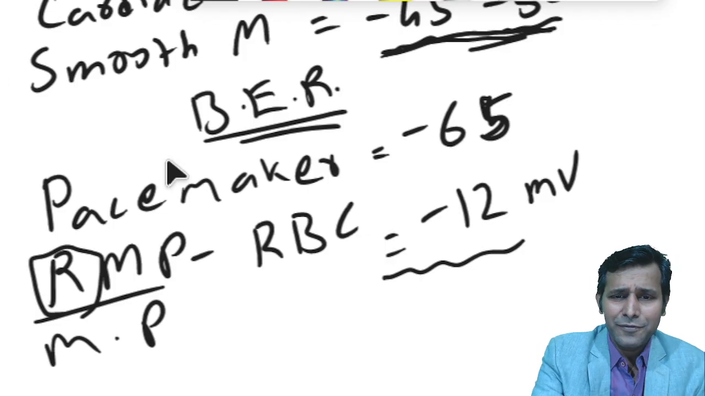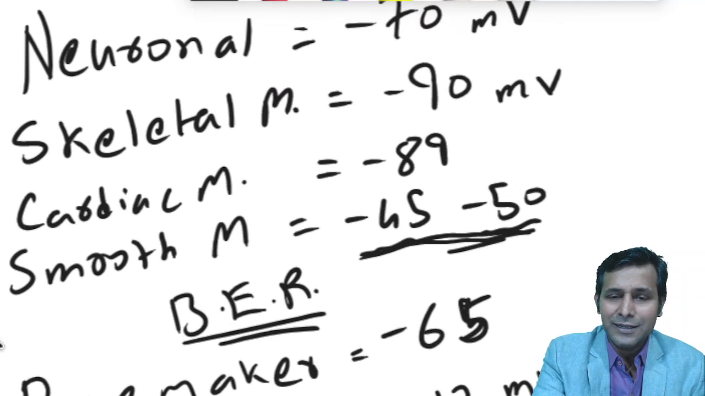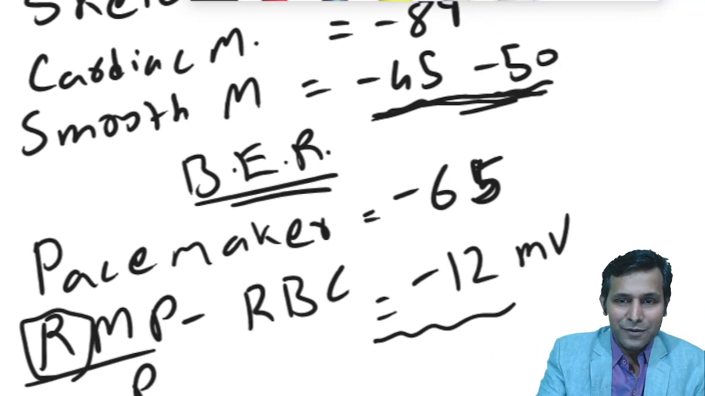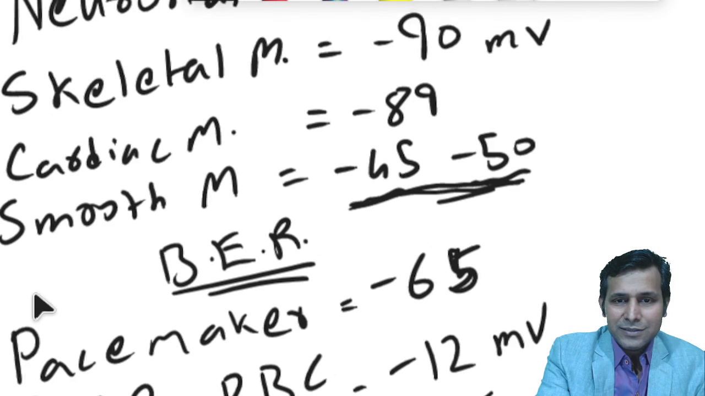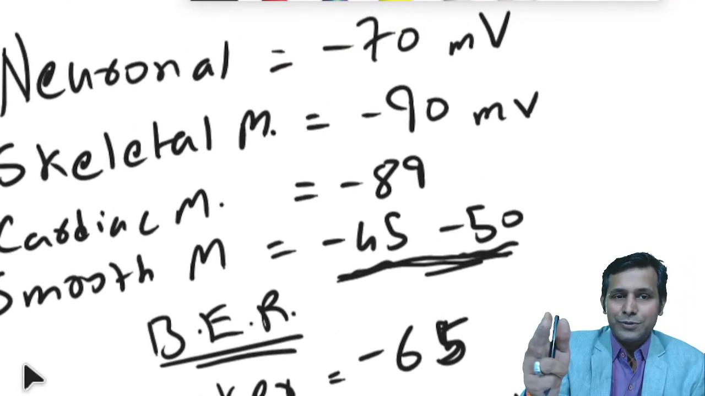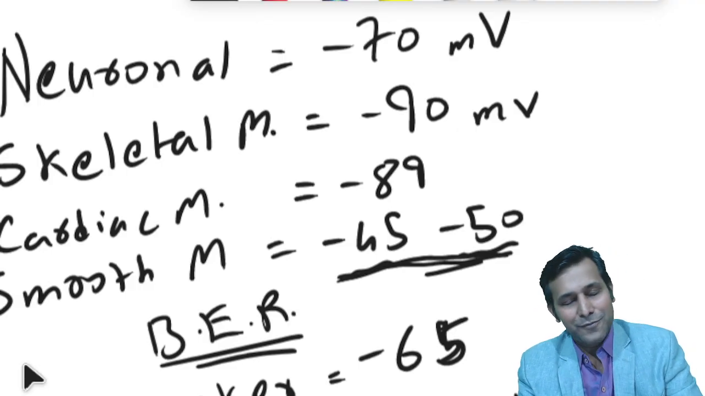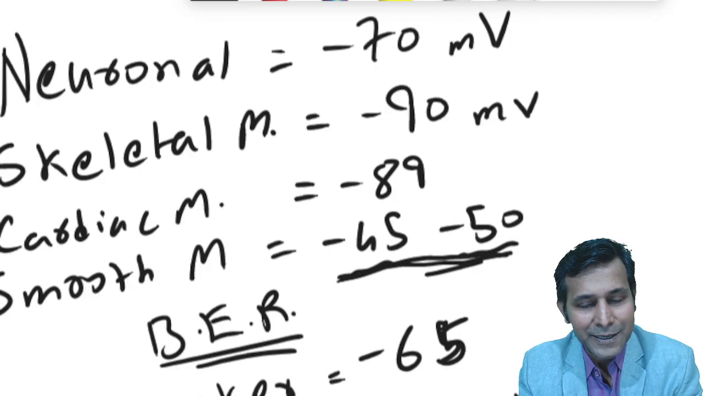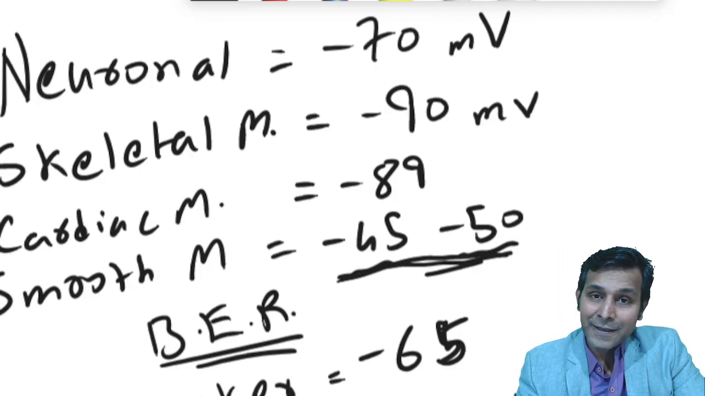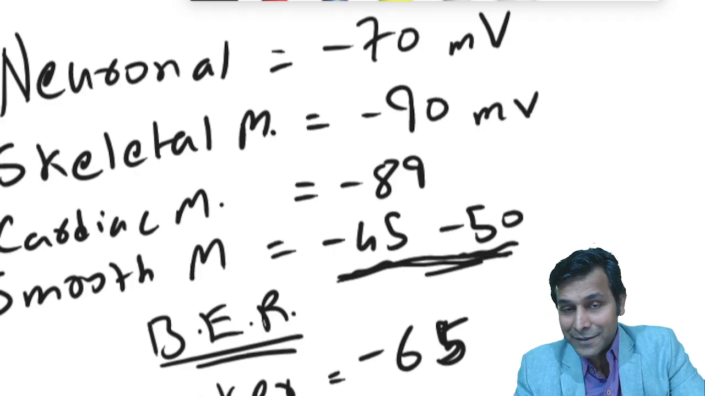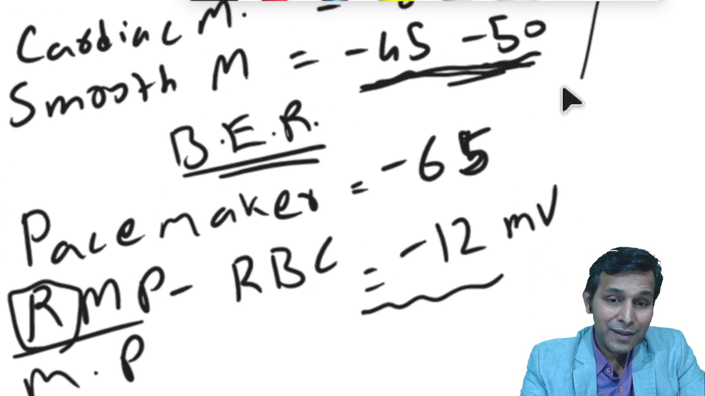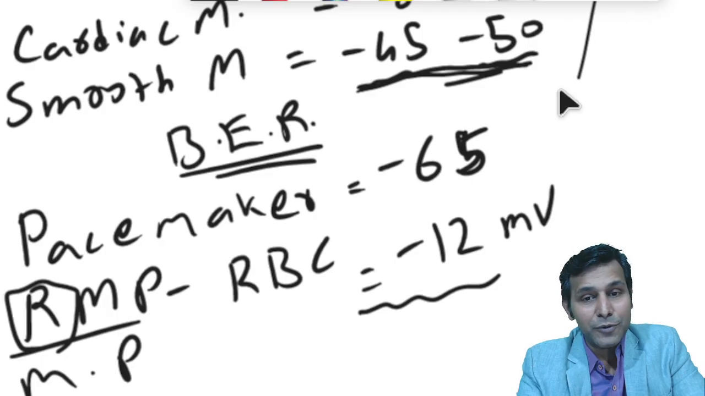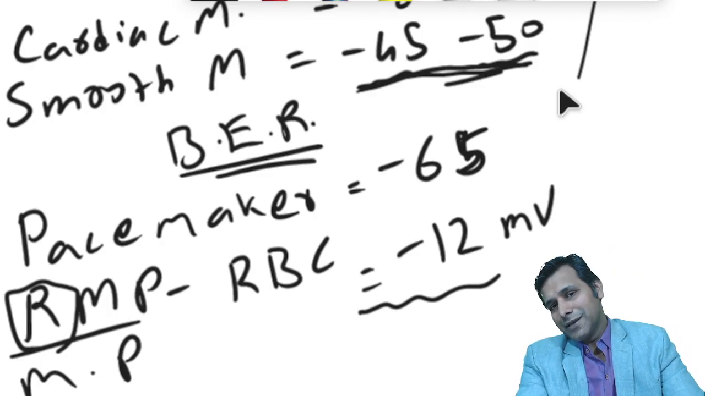Because this voltage will not change, it can also be called membrane potential. Okay, so RMP is not fixed. It is not common for all the cells. It differs from cell to cell. We have given a few examples here, and I wish you could remember these examples, because these values might help you to remember or understand future topics. For neural cell, it is minus 70. For skeletal muscle, it is minus 90. For cardiac muscle cell, it is minus 89. For smooth muscle cell, it is minus 45 to minus 50. For pacemaker cell, it is minus 65. And for the RBC, which is a membrane potential, it is minus 12 millivolts.